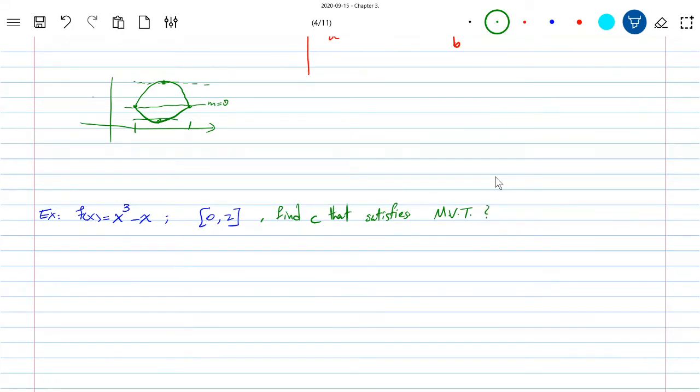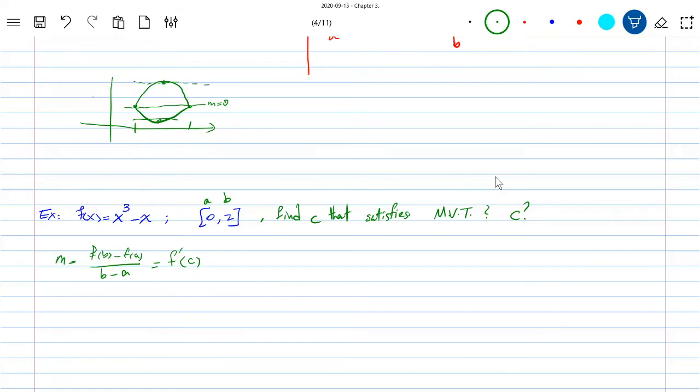Okay. So the mean value theorem says: find out, this is A, that is B, the two endpoints of the interval. Find the slope, which is f of B minus f of A divided by B minus A. And that slope must be equal to f prime at some specific point C. We're looking for that specific value of C. So the question is, what is C? That's what we're looking for.